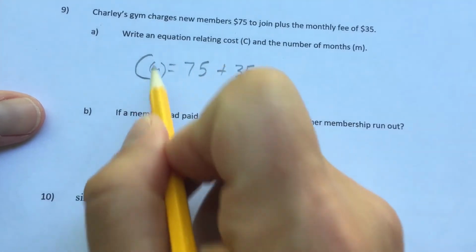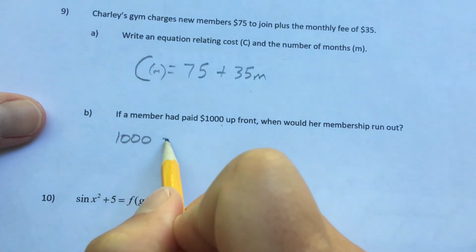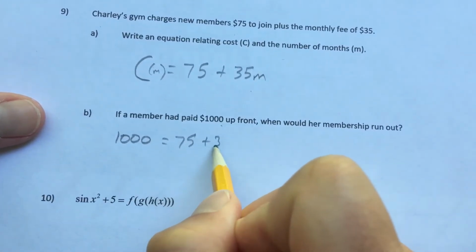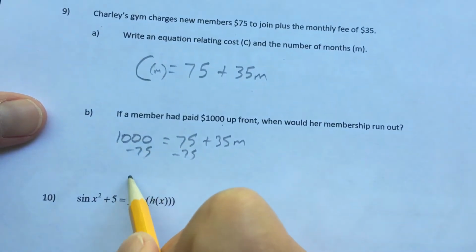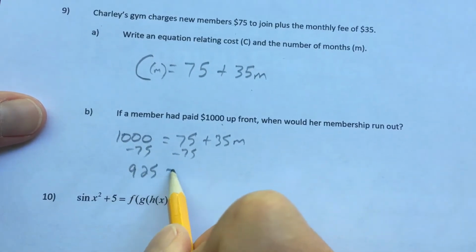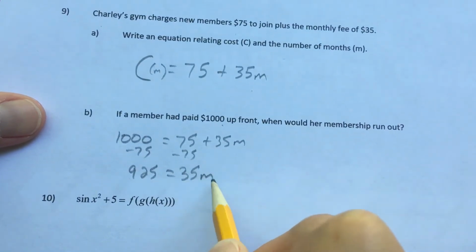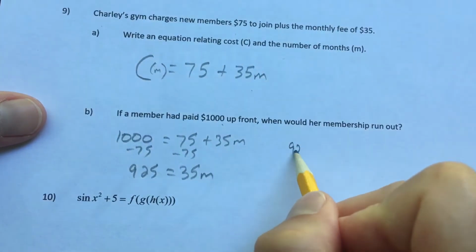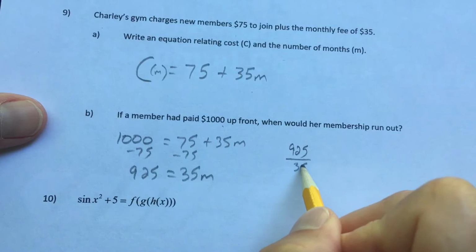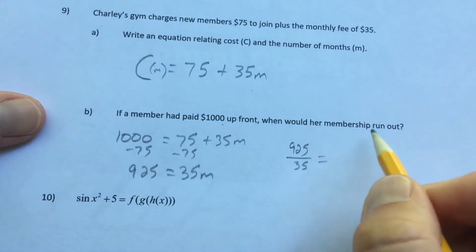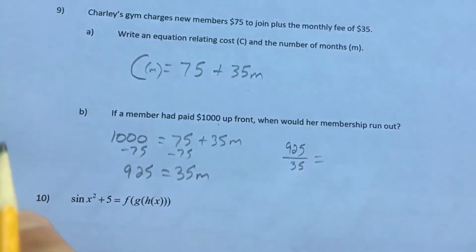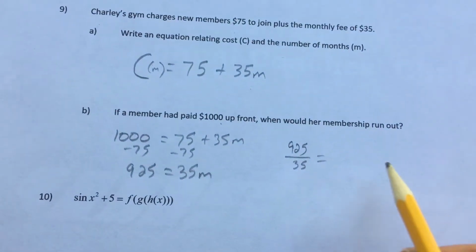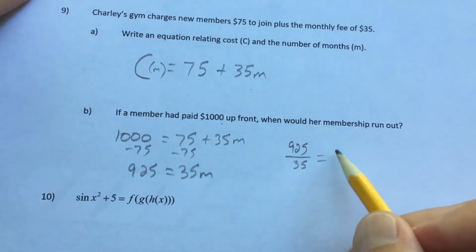Now it says if a member had paid $1,000 up front, when would the membership run out? So 1,000 is the cost, plus 35M. And if we subtract 75, we get 925 equal to 35M. And then we would divide. So take a calculator, go 925 divided by 35, and it'll give us some decimal here. I don't have my calculator with me, but whatever this ends up becoming, that's going to be your answer.